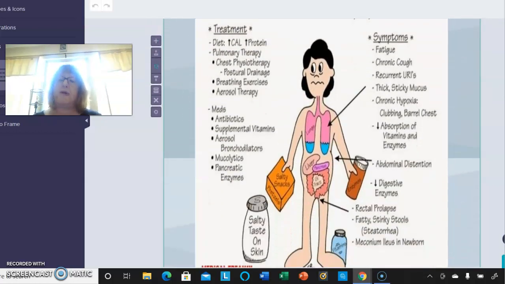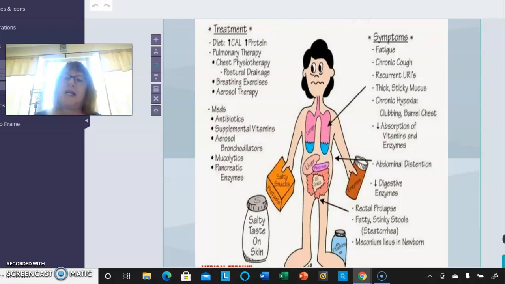Treatment of cystic fibrosis: there is no cure yet, so most of the time they're just doing treatments. Even if they have a lung transplant, that is not a cure for cystic fibrosis, but it does help improve their quality of life. So with treatment, you want to increase the calories and the protein in their diet.